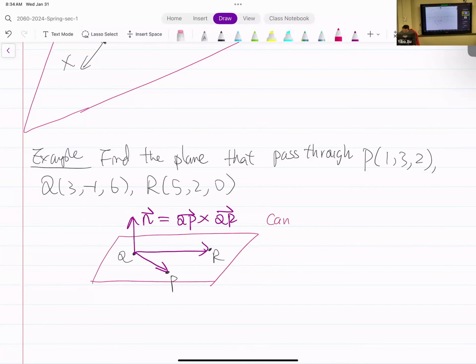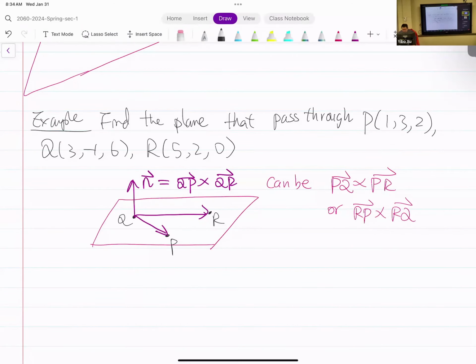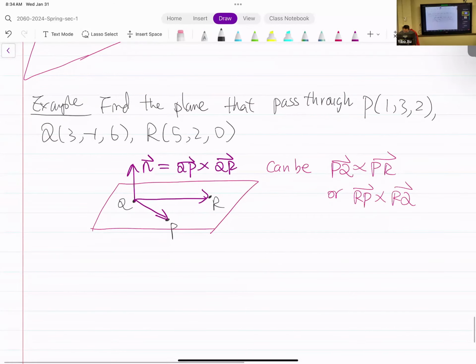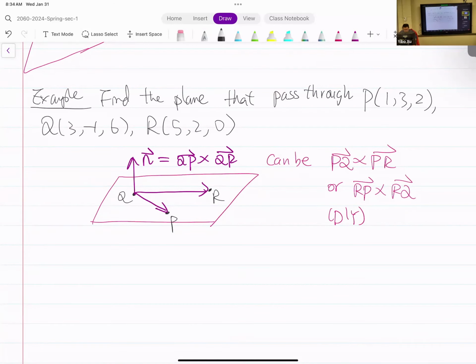Of course, it can be something like PQ cross PR, if you start from the point P, or even just RP cross RQ. So these are 3 different ways that you can calculate, but then we just pick one. If you have the time, make sure to double check and play with it yourself, to see whether indeed we're getting the same equation of the plane.